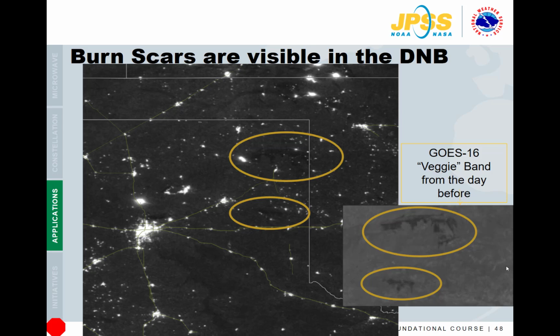During the daytime, you can use the 0.86 micrometers from VIIRS to see burn scars. Compare the day-night band imagery here to the GOES 16 0.86 from the day before. In this case, there was no cloud-free daytime VIIRS view of the fire region.